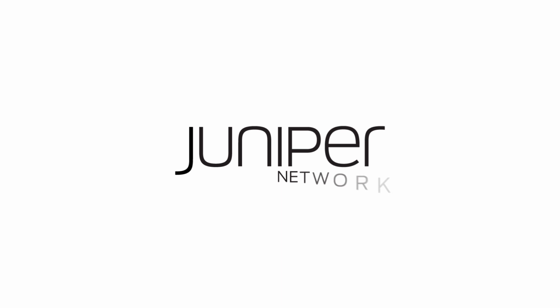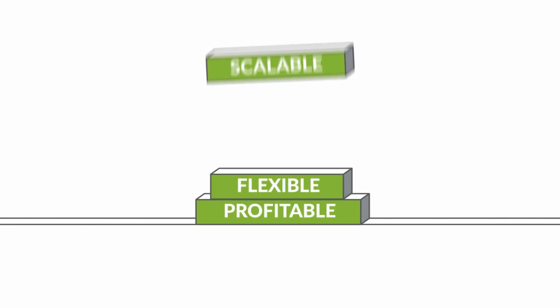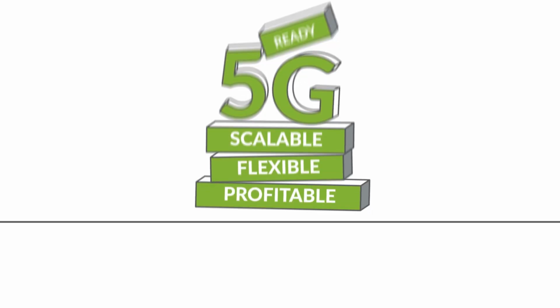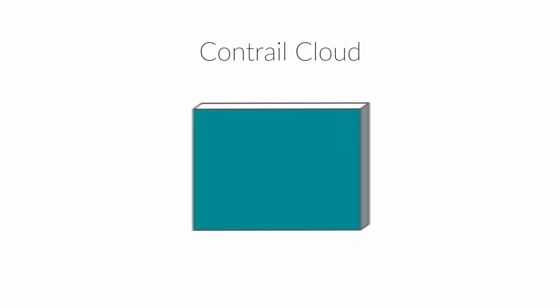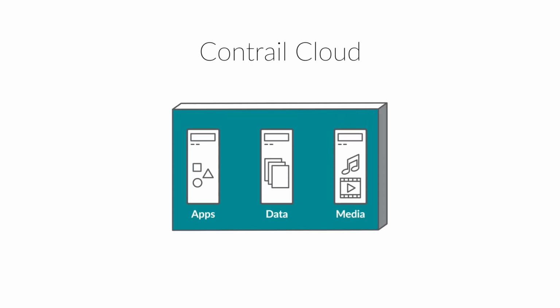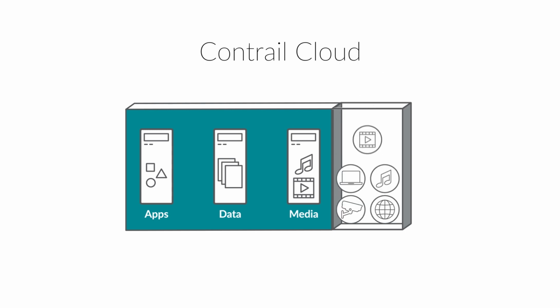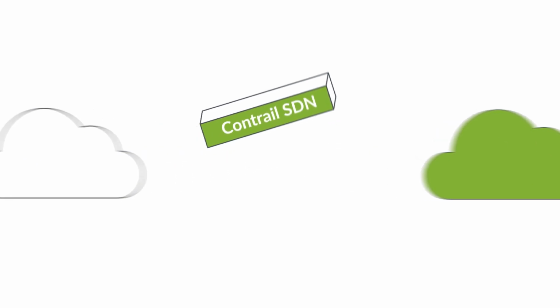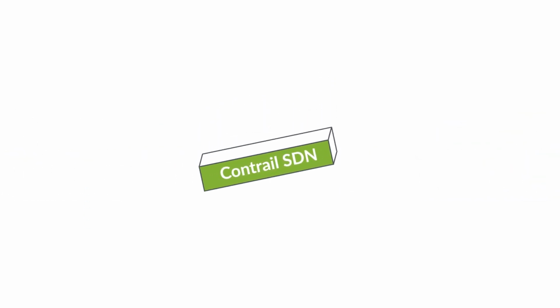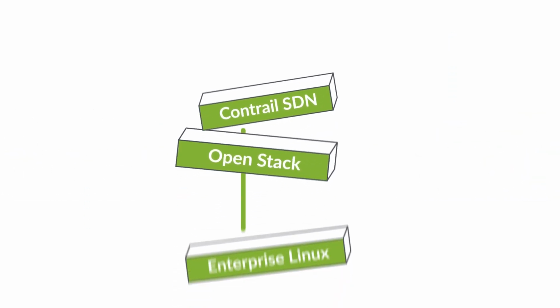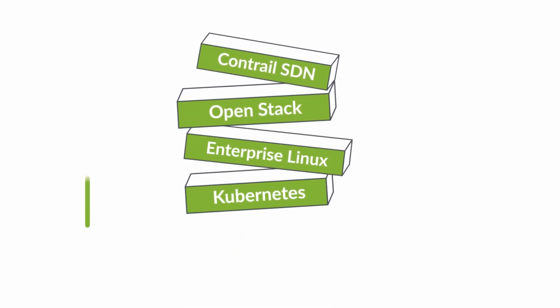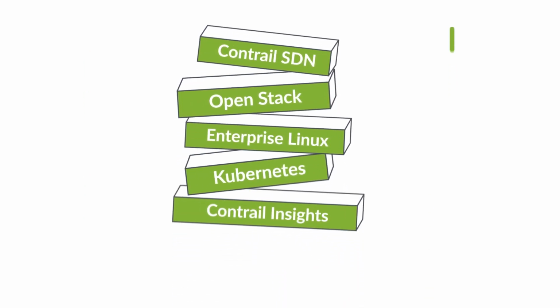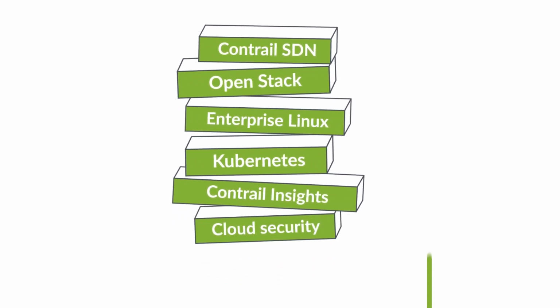At Juniper Networks, we have already taken the next step toward creating a more profitable, flexible, scalable 5G-ready telco cloud environment. We call it Contrail Cloud. Contrail Cloud is an open, horizontally integrated telco cloud solution that incorporates an entire cloud stack into an easy-to-implement, highly scalable cloud orchestration platform. This includes Contrail Software-Defined Networking, Red Hat OpenStack and Red Hat Enterprise Linux, Container Management via Kubernetes, Contrail Insights and Cloud Security.